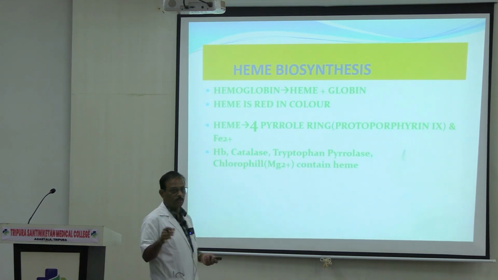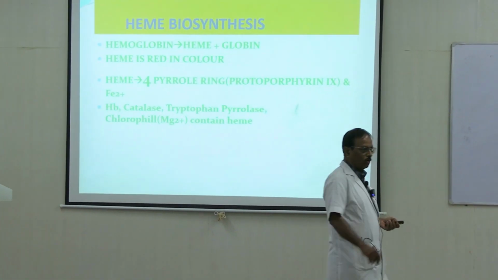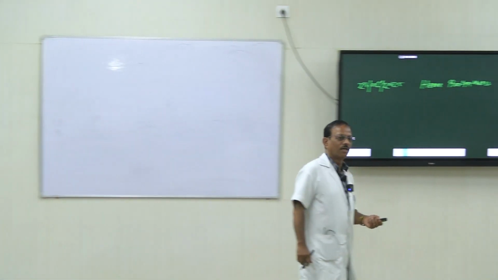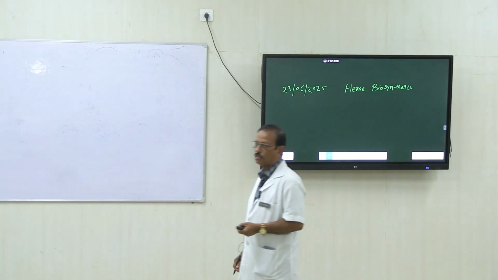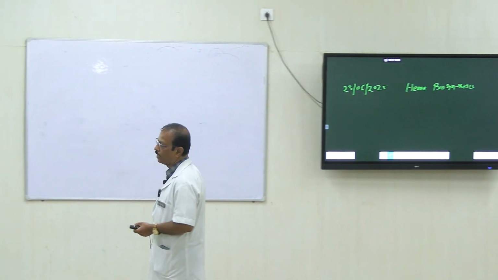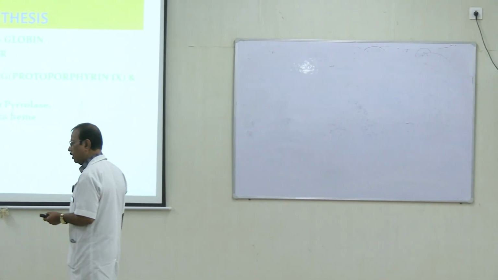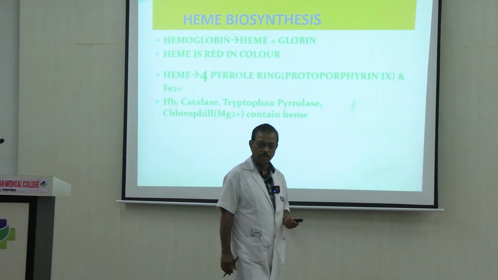Now we have heard of the substance hemoglobin. Where do you find hemoglobin? In RBCs, no? You find hemoglobin in RBCs. Now in hemoglobin there are two parts: one is the heme part and another is the globin part. The heme part is the iron-containing prosthetic part.